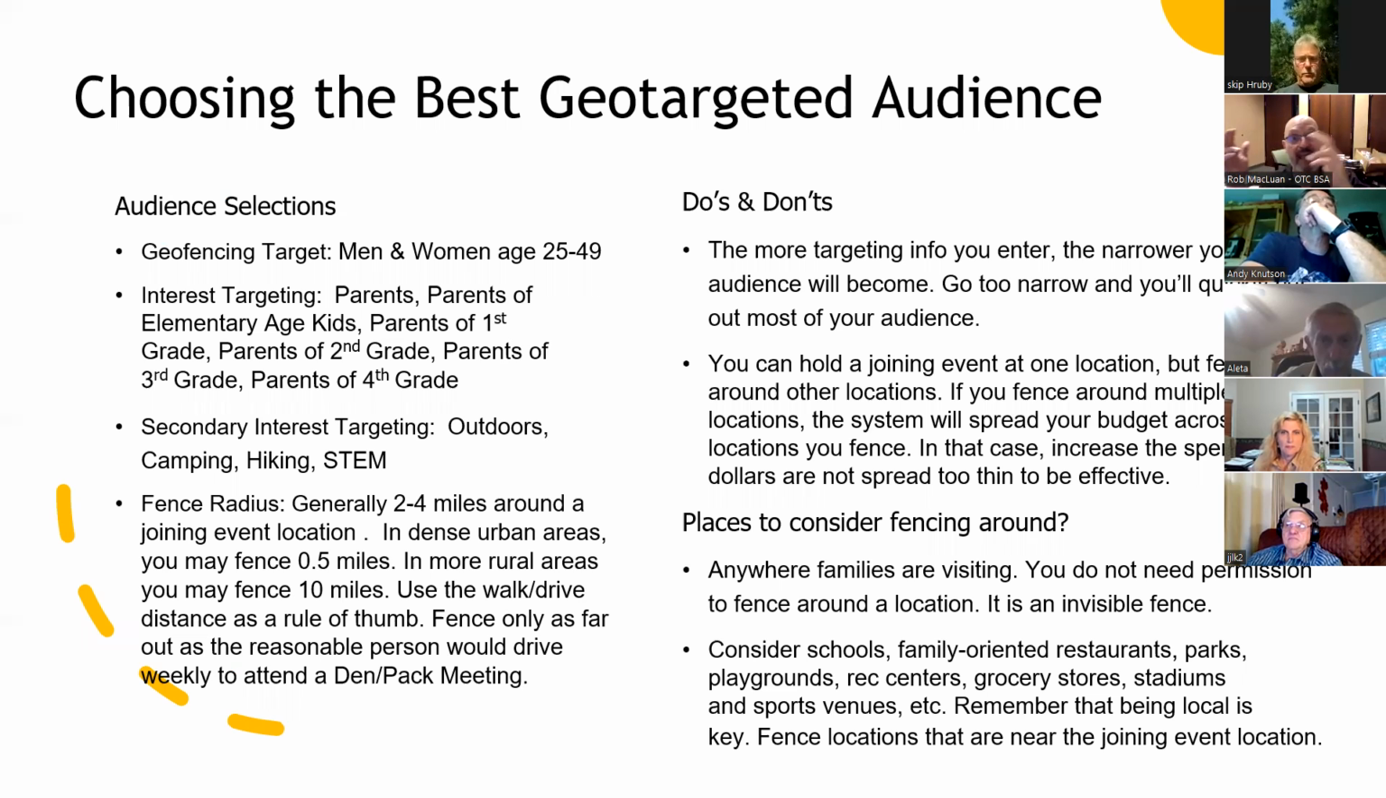That is the basic age group of most of the people that have kids now that are Cub Scouting age. If you're a troop, maybe you want to go a little higher, maybe not, I don't know. You can also target interests like parents of elementary age kids, parents of this grade, parents of that grade. You can do secondary interests like outdoors, camping, hiking, STEM. STEM is a big one. A lot of parents are looking for science, technology, engineering, math opportunities, and we've got a ton of them. We build STEM into almost everything we do.